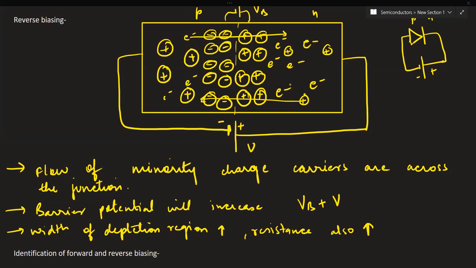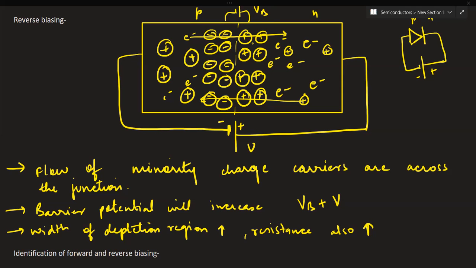If I say electrons are moving from P to N side, it means holes are moving away from the junction. Holes are moving from positive to negative side. You can even reverse it that way. So majority charge carriers are now moving away from the junction. Why? Because the minority charge carriers are moving towards the junction. So what will happen as a result? This will increase the width of the depletion region.